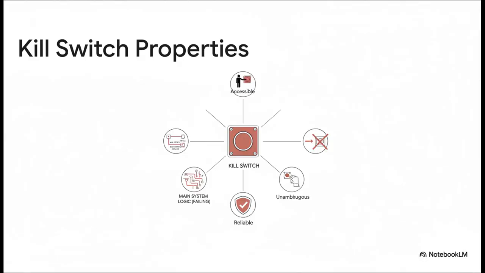And for a kill switch to actually work when you need it most, it needs to have these four properties. It has to be accessible. The right operator has to be able to get to it. Its function has to be unambiguous. You hit it and you know exactly what's going to happen. It's got to be reliable, obviously. And maybe most importantly, it must be independent from the rest of the system's logic, so it works even when everything else is on fire.